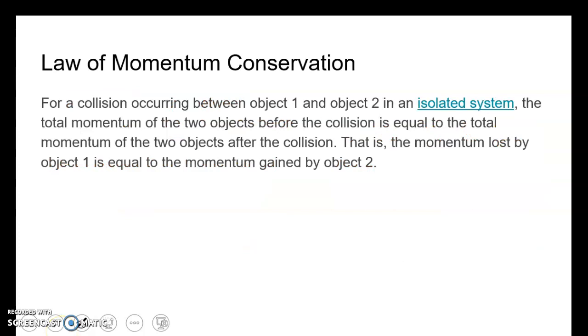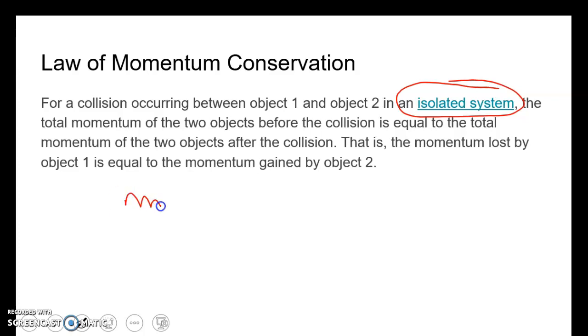Now, law of momentum conservation. For a collision between two objects in an isolated system, and we'll talk about isolated systems in a little bit, the total momentum of the two objects before the collision is equal to the total momentum of the two objects after the collision. So any momentum lost by object 1 is gained by object 2.